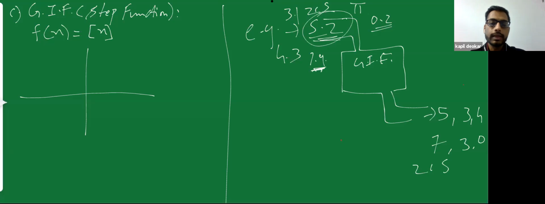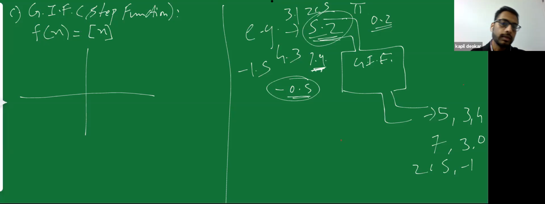Okay, but what about negative values? If I put minus 0.5, which is the closest integer to minus 0.5 which is less than minus 0.5? That is minus 1. So the greatest integer function of minus 0.5 is minus 1. What would be the greatest integer function of minus 1.5? It should be less than this. So less than minus 1.5 is minus 2. Remember that you are looking for negative numbers. So negative numbers keep on reducing on your left side.